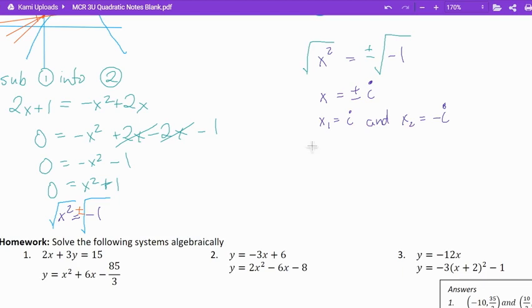Okay? So therefore, we can say no real solutions because there are complex solutions, and no points of intersection. Those two graphs do not intersect. This is what it's going to look like. Okay?